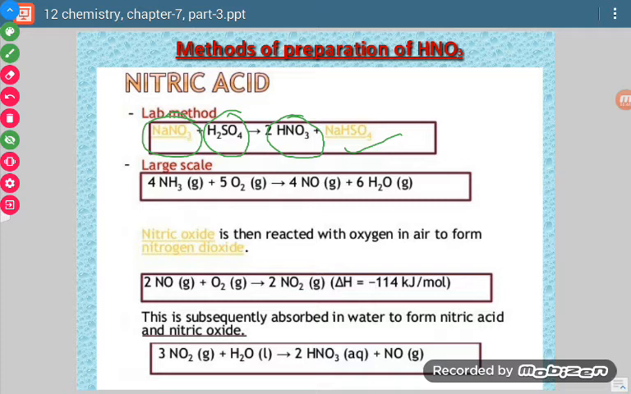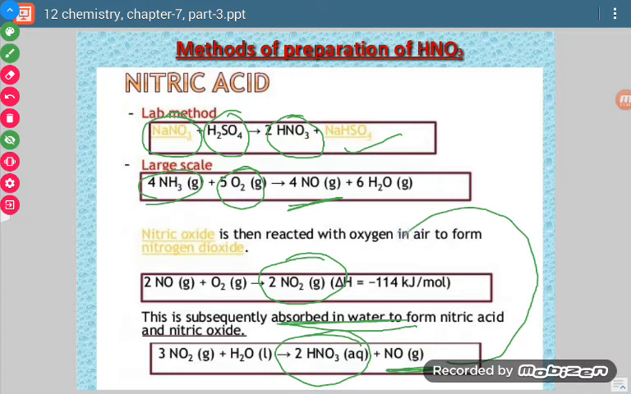And if we want to prepare it on a large scale, then ammonia is treated with oxygen, which will form nitric oxide. Then nitric oxide undergoes oxidation again and is converted into nitrogen dioxide. This nitrogen dioxide will be absorbed in water, and there will be formation of nitric acid along with nitric oxide. Then nitric oxide will again undergo this whole process. So this is the process.